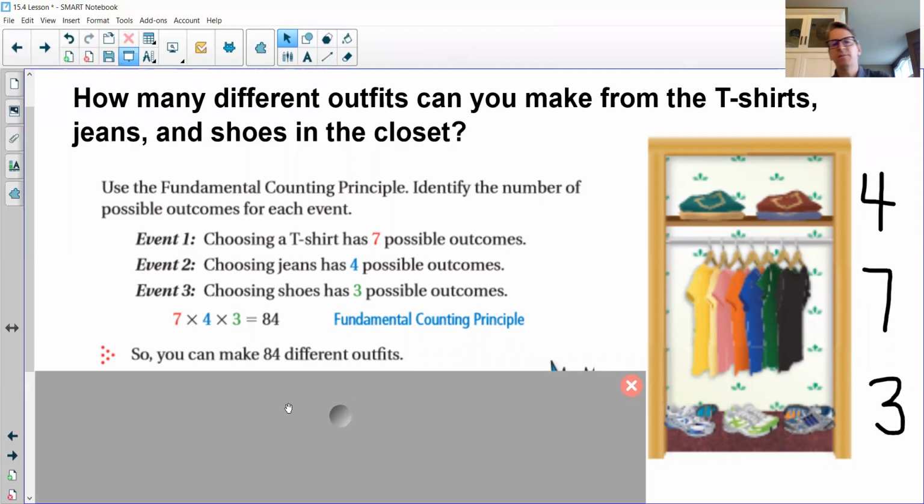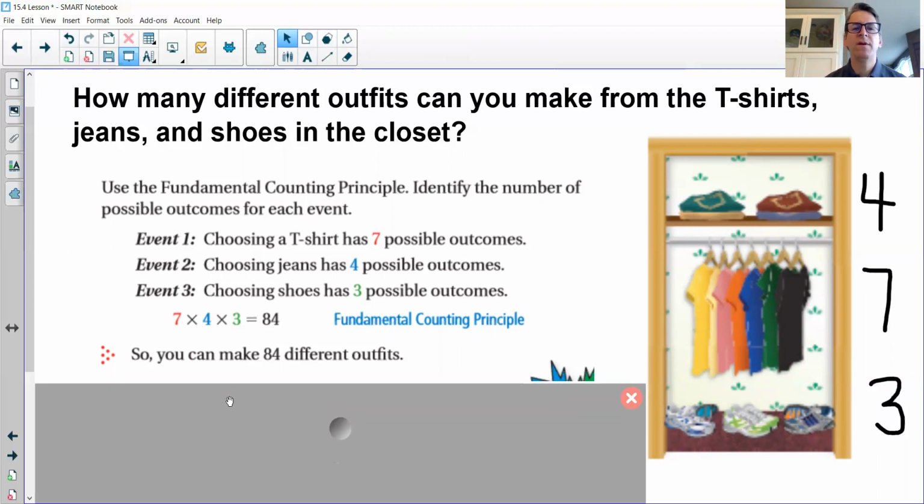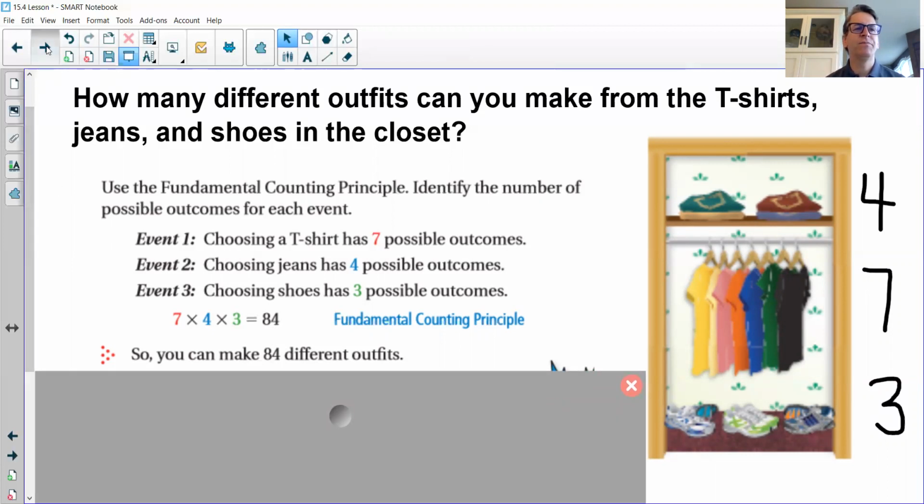84 outfits. As you can see, this would never fly for me because I'm colorblind. My mom would have sent me back upstairs and said, go back up and put something else on. But if you were not colorblind, if you could just put whatever you want on, you've got your jeans, your shirts, and your shoes. You have 84 different outfits that you can wear from that closet.